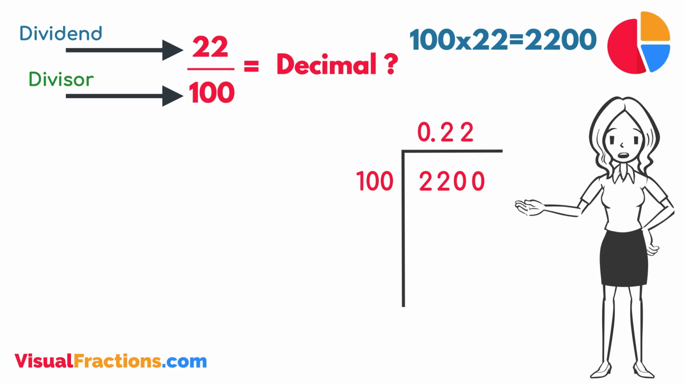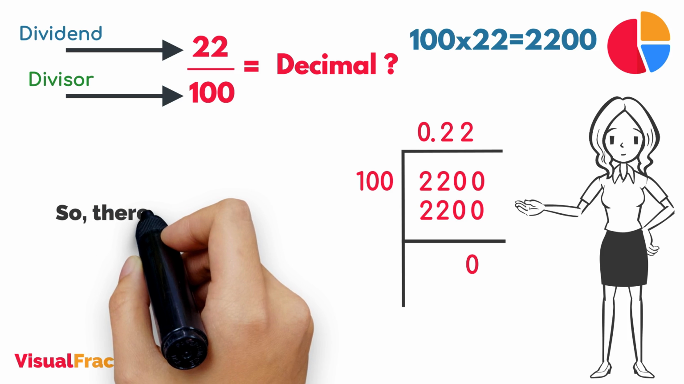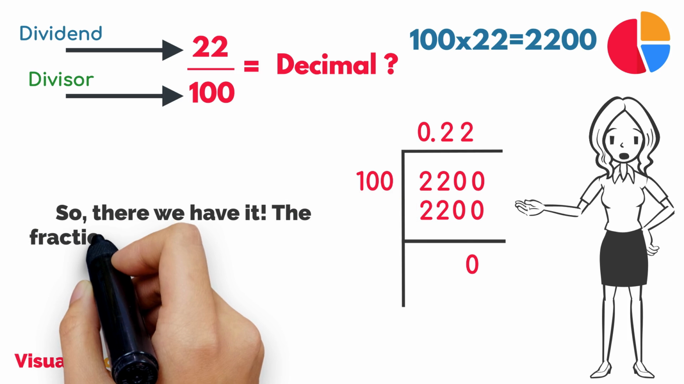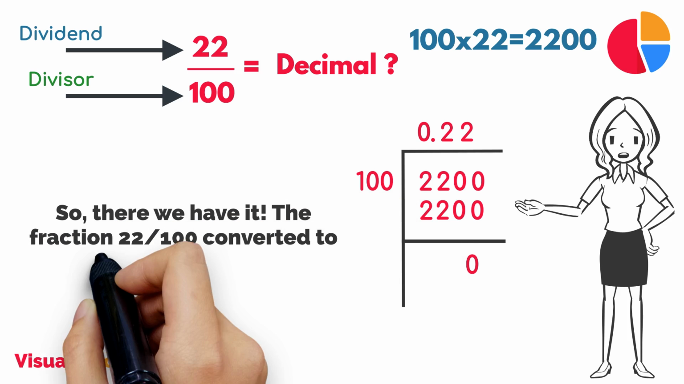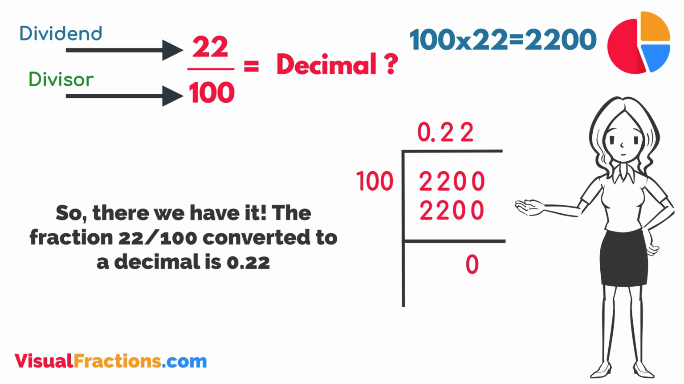Multiplying 22 by 100 gives us 2200. When we subtract 2200 from 2200, we get a remainder of 0. So, there we have it. The fraction 22/100ths converted to a decimal is 0.22. This conversion process demonstrates a straightforward method to understand and represent fractions in decimal form.